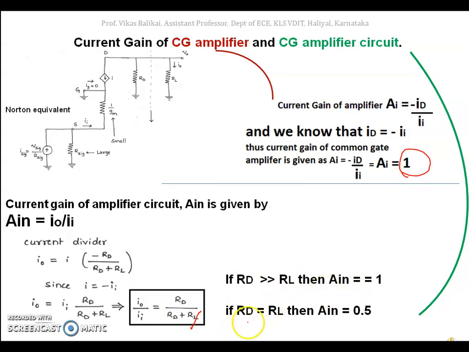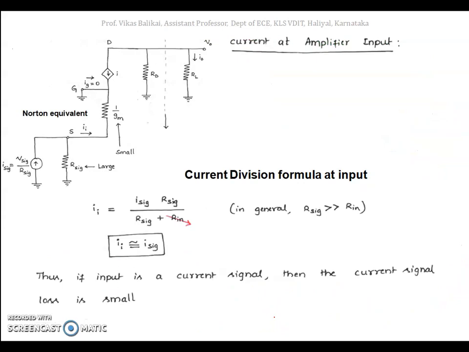But if my RD value is equal to RL, then if I substitute that, my current gain of the amplifier circuit will be reduced to half of the original gain. So this condition should be noted down and taken care of while designing the common gate amplifier circuit.